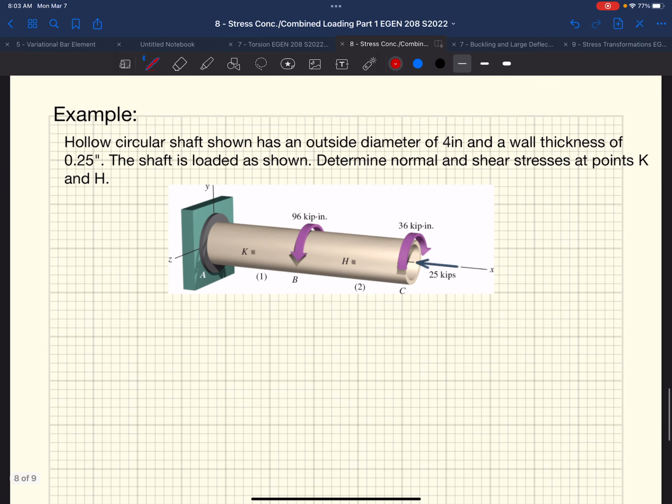So if we start by looking at an example, very simple example where we have a pipe. They've given us the outside diameter and the wall thickness, and it's loaded as shown, so we have two applied torques on this pipe that's fixed at a wall surface. We have a torque on the end and torque midway down, and then we have an axial load of 25 kips. And they ask us, what are the normal and shear stresses at point K and H?